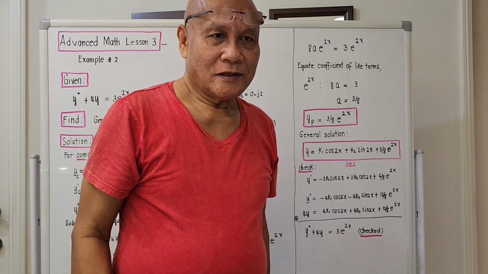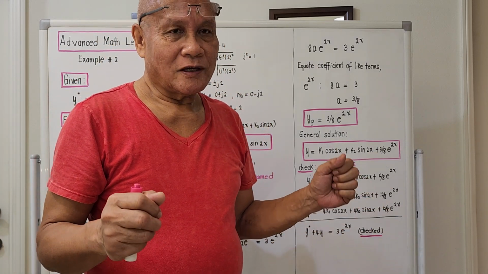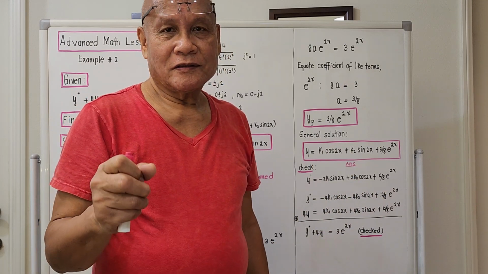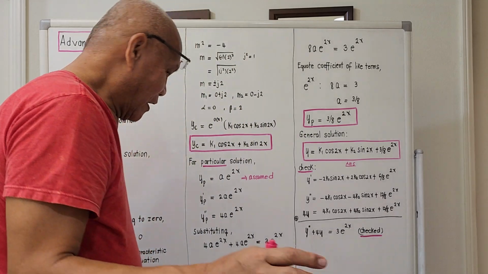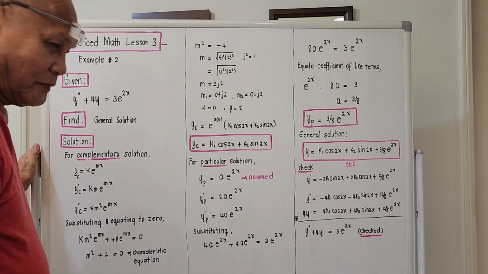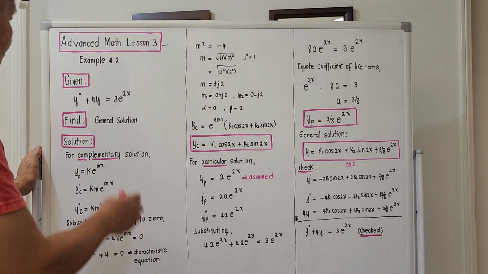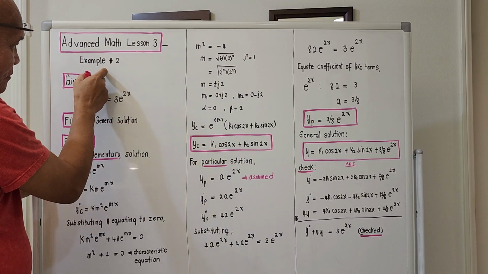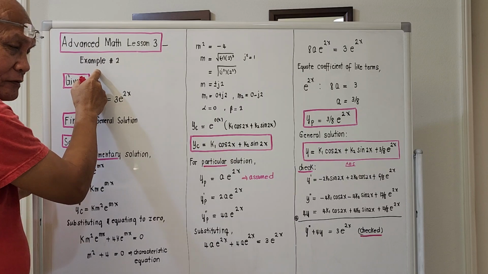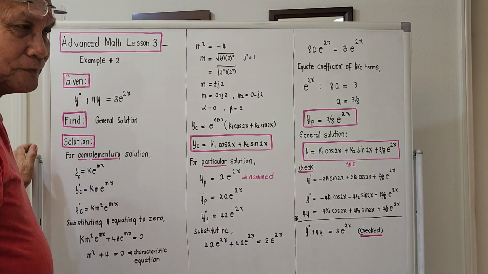My topic for tonight is about advanced mathematics, and this is now lesson number 3. Okay, let's continue, guys. This is a new topic. Advanced Mathematics lesson number 3. Okay, example number 2.